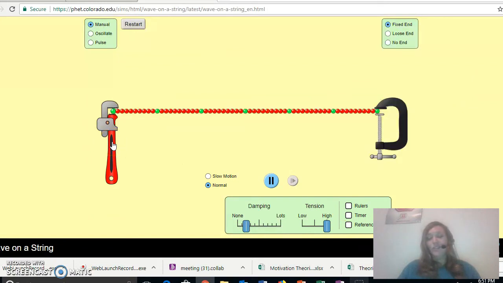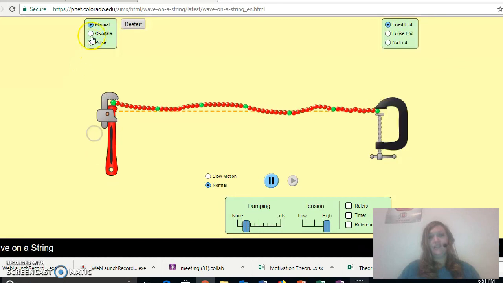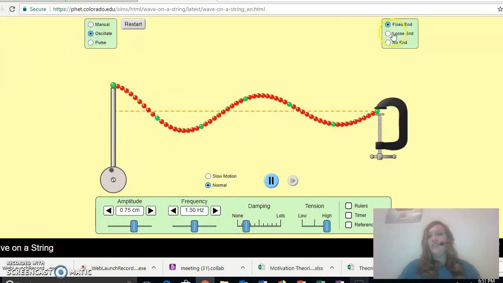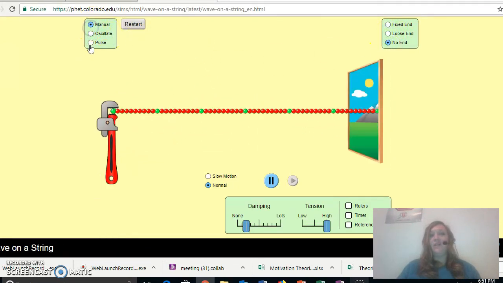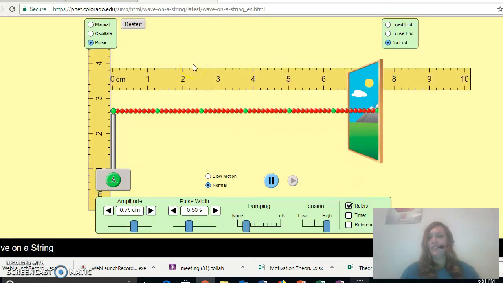And what you're going to see in online school is you think it's a picture. It's not. Click on the wrench and it will move. Click on oscillate and it will spin. And you can change fixed end, loose end, no end. You can change everything how it works. You can even change it so it's a pulse and you have to click on it and it will pump down. For your lab, you will have to get the rulers out. Rulers are right here. And you'll have to measure this. If you need more instructions, there is an embedded video on the online middle school.